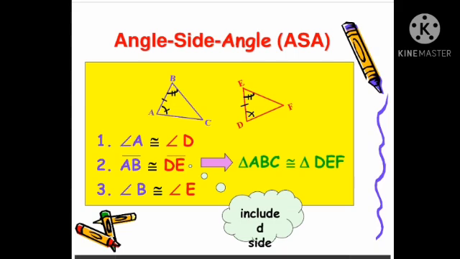Next criterion, angle, side, angle, short form ASA. If two angles and the included side of a triangle are congruent to the two corresponding angles and included side of another triangle, then the two triangles are said to be congruent. Observe the two figures. These two triangles are congruent to each other according to angle, side, angle, because angle A is congruent to angle D, AB is congruent to DE, and angle B is congruent to angle E.